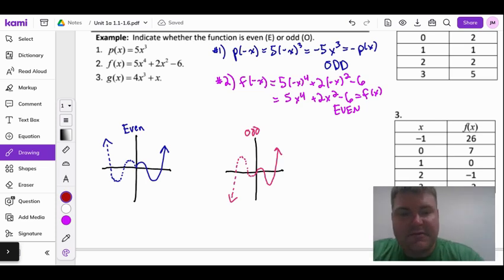Okay, so for number 3, try this one on your own. Put it right here. Try number 3 on your own and see what you get and see if we match up. I would advise you hit pause and then see if we match up. Okay, welcome back.